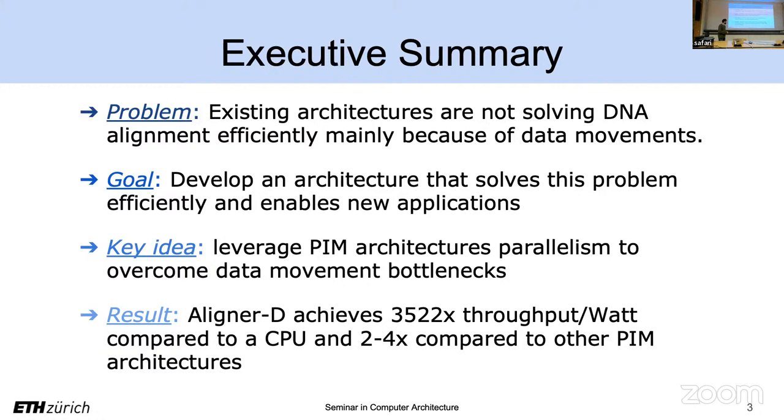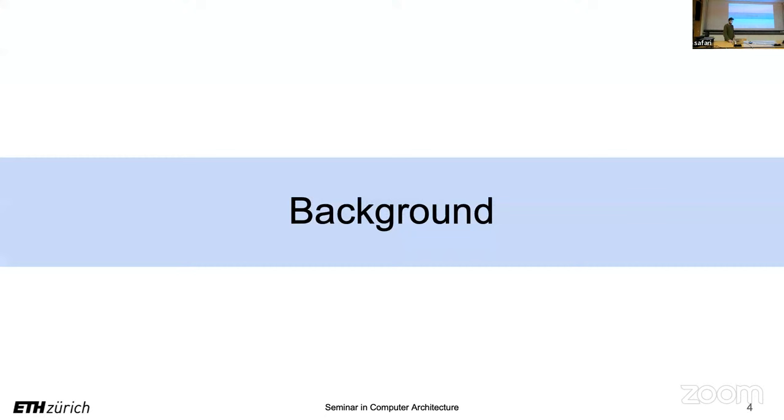And the results are 3,500x on efficiency compared to a CPU, and 2 to 4x compared to other PIM architectures. The first result is not to be considered too important, because of course it's a specialized architecture, so you'll get some impressive numbers there. So first, let me give you some background on all this information.